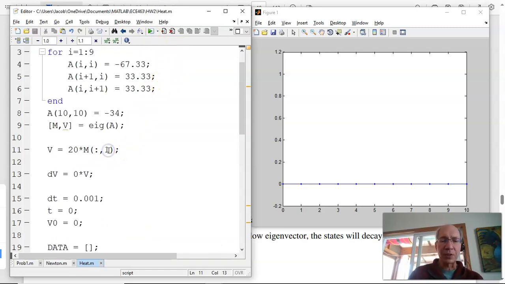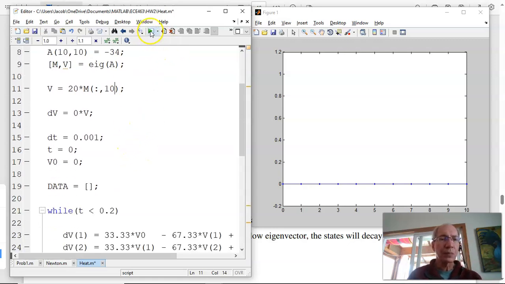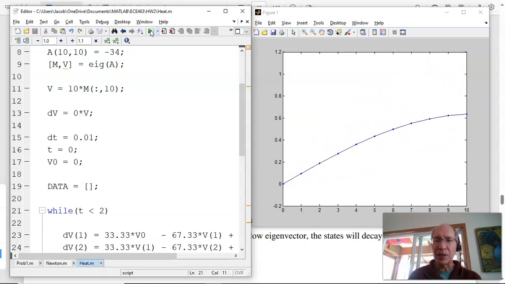Let's look at the slow eigenvector. If that's my initial condition, that decays slowly. Let's run a little bit faster and go for 2 seconds. So this is 10 times faster. The shape is the eigenvector. The amplitude is the eigenvalue. That shape is the slow eigenvector.